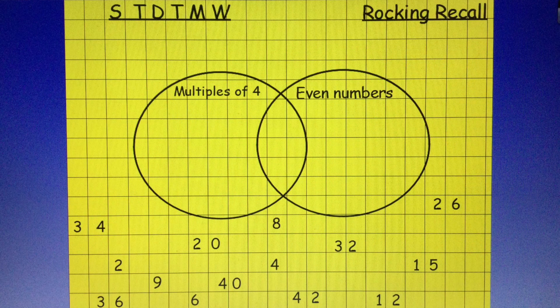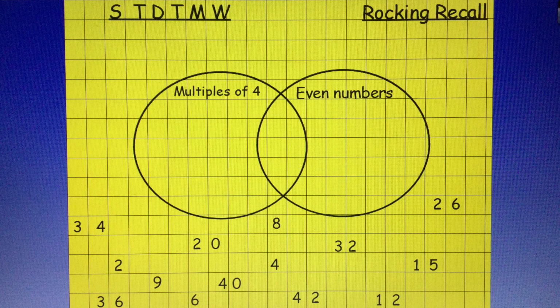We are now going to look at a multiples of 4 and even numbers Venn diagram. Can you please grab something circular or just draw a circle freehand? Ensure the circles are overlapping and there is enough space in the overlapping part to write some numbers, because some of the numbers below are going to be multiples of 4 and even numbers, so they will have to go in the middle. Any that is a multiple of 4 and isn't an even number needs to go in the multiples of 4 circle, and any that are even numbers but are not a multiple of 4, they need to go in the other circle.